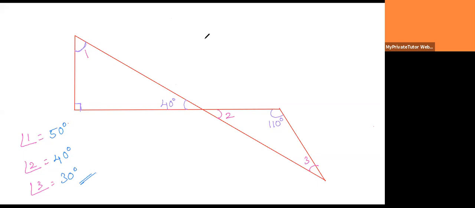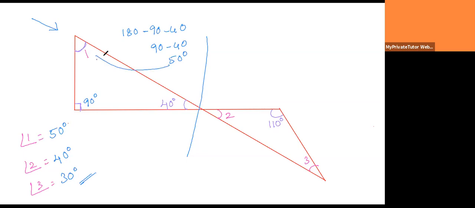So first thing, just take one triangle. I'm taking this one triangle. You know that this is a 90 degree angle, and one more angle is given, 40 degrees. To find the missing angle, you know that the sum of three angles is 180. So you need to subtract the remaining angles. 180 minus 90 is 90. 90 minus 40 is how much? 50. So that's angle 1.